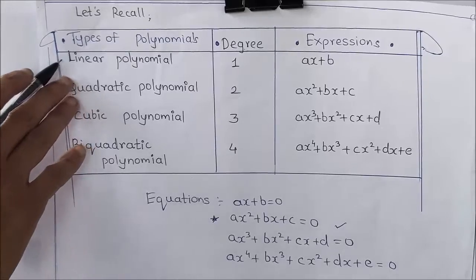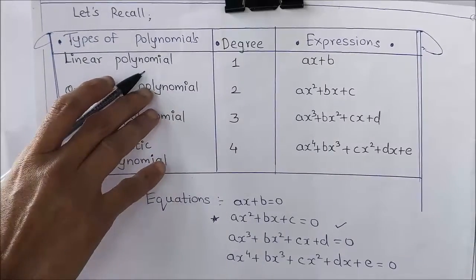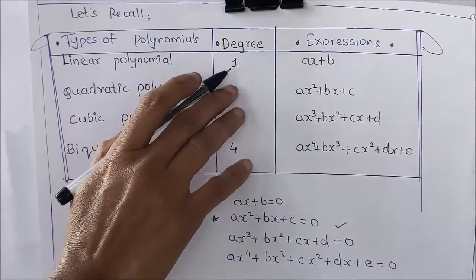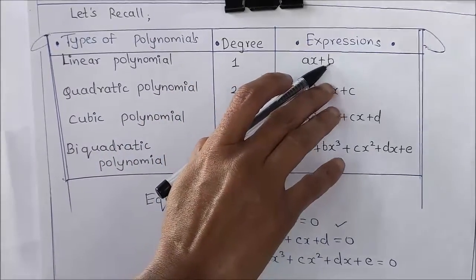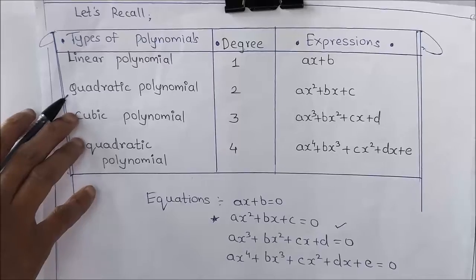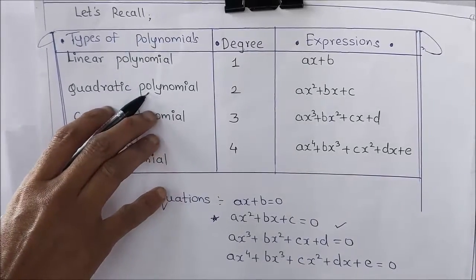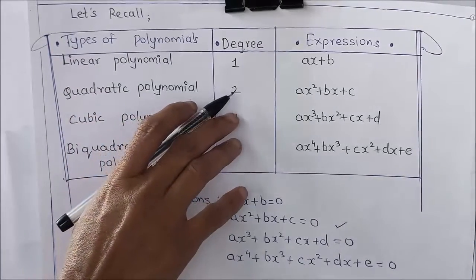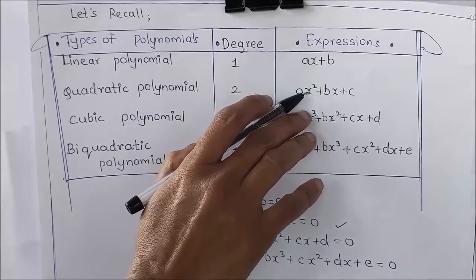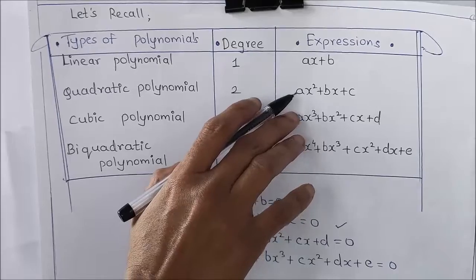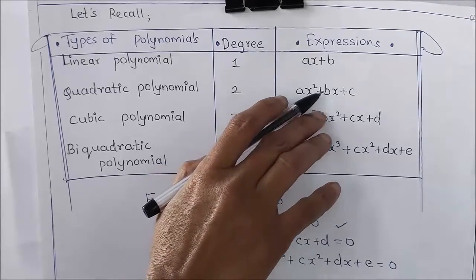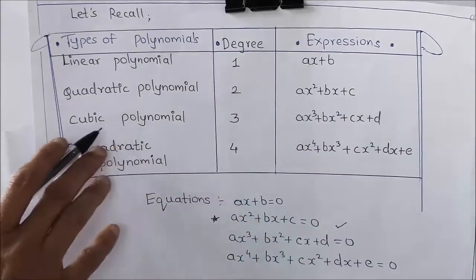See students, first type is linear polynomial. In linear polynomial having one degree, we can write the expression as ax plus b. Second type is quadratic polynomial. In quadratic polynomial, the variable x has degree 2. Therefore, we can write the expression as ax square plus bx plus c.